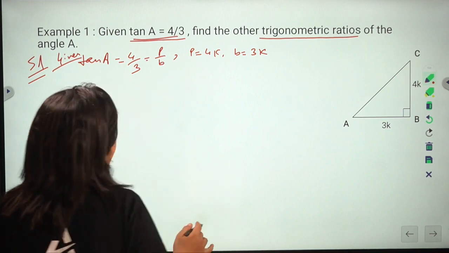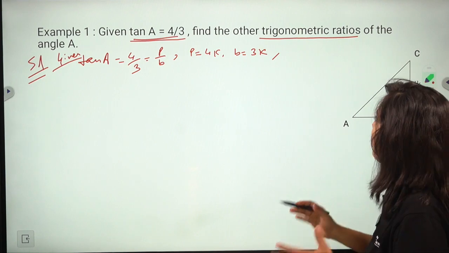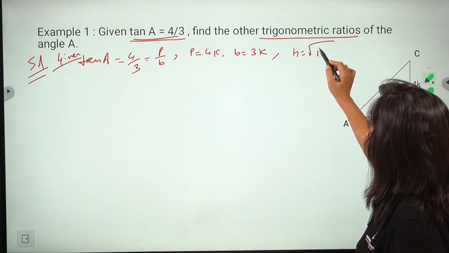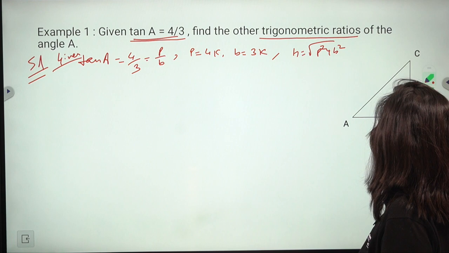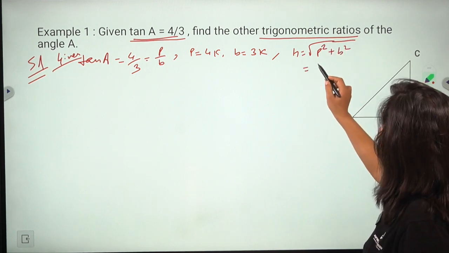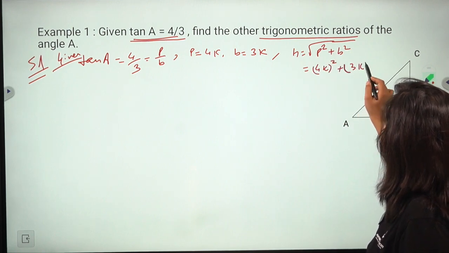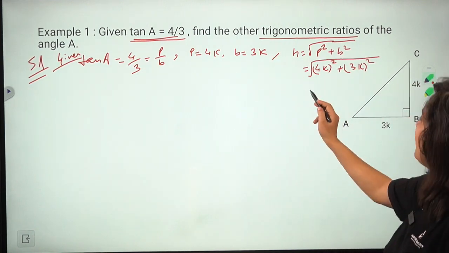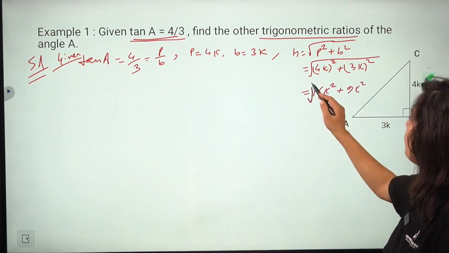So we know P, we know B, we have to find H, and by Pythagoras theorem, Pythagoras has given one formula, that is H equal to root over P square plus B square. What is P? 4K whole square plus what is B? 3K whole square. 4K, 3K. Clear? Now see. 16K square plus 9K square under root.